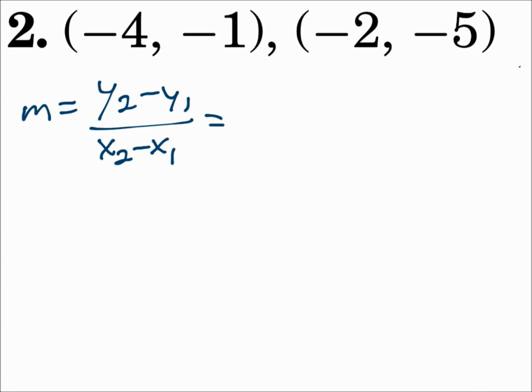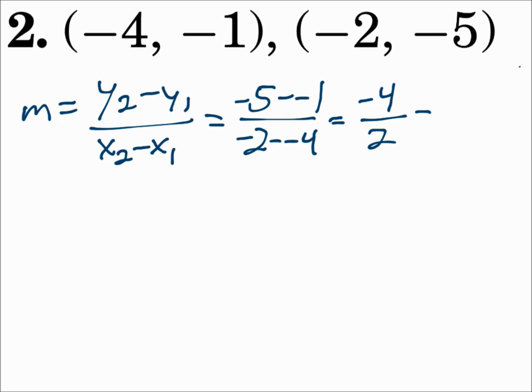For number 2, use the slope formula. y2 is negative 5, y1 is negative 1, over x2 is negative 2, minus x1 is negative 4. Watch your minus signs there. You're subtracting a negative, which means add a positive. Negative 5 plus 1 is negative 4. Negative 2 plus 4 is 2. And negative 4 over 2 is negative 2. Always watch your signs. Pay attention to the negatives there.